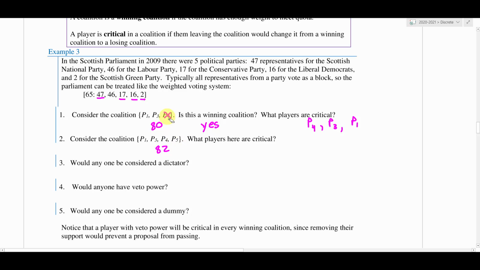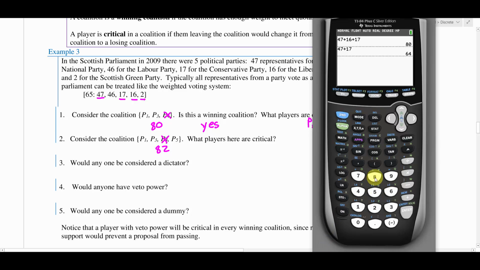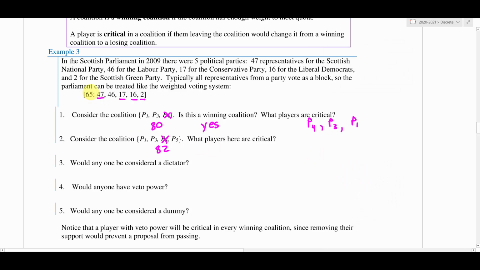We really don't need player 5, as long as player 1, 3, and 4 stay in the coalition. Now let's pretend player 4 gets upset and leaves the coalition. So now we would be taking away 16 votes. I'm going to go to my calculator, and I'm going to do 82 votes minus the 16 from player 4. And we are left with 66. And 66 is still enough. We can still pass a measure with those 66 votes. So player 4 is not critical either.